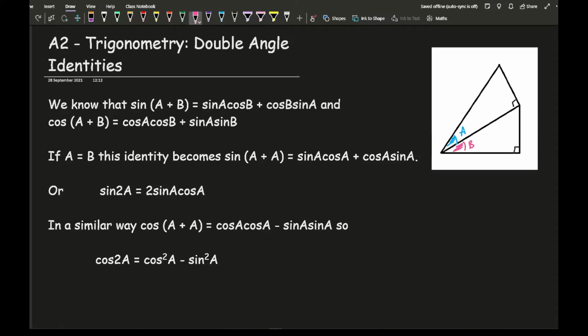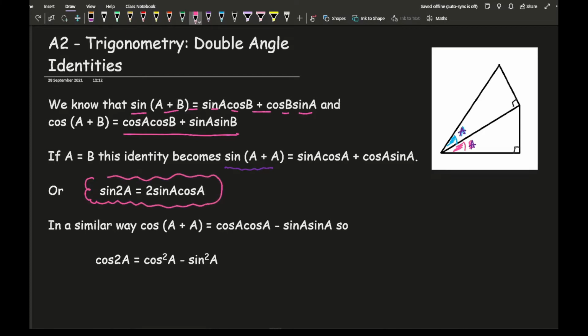Now from that we knew that we had these two trig identities when we were adding those two angles together. Now what happens if these two angles were the same? So for example, this was A and this was A. Now if those angles were the same, then the formula for sine A plus A would therefore be sine A cos A plus cos A sine A, which would indeed give us this double angle identity.